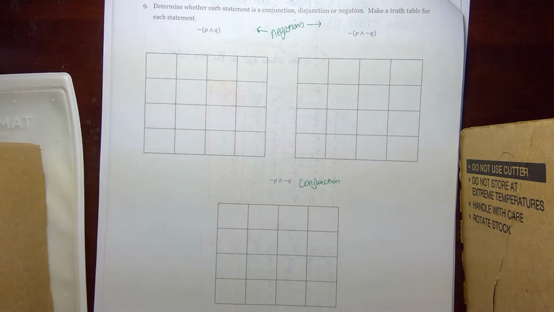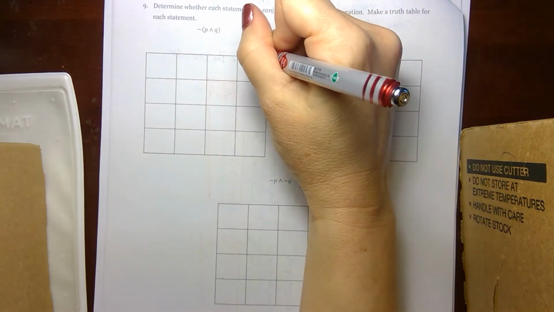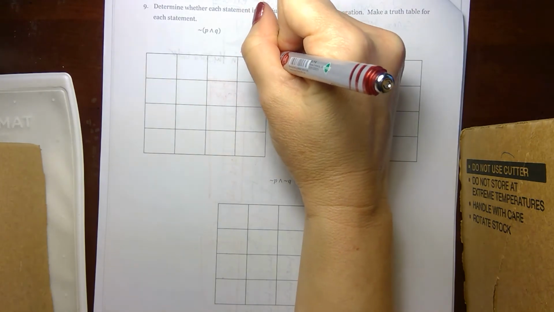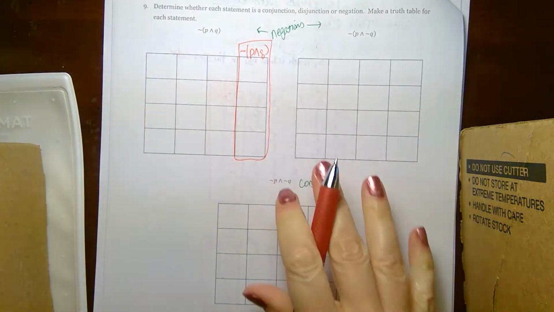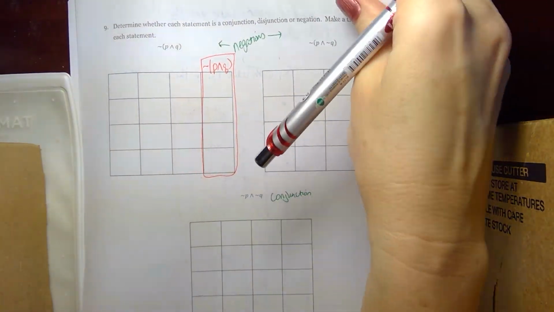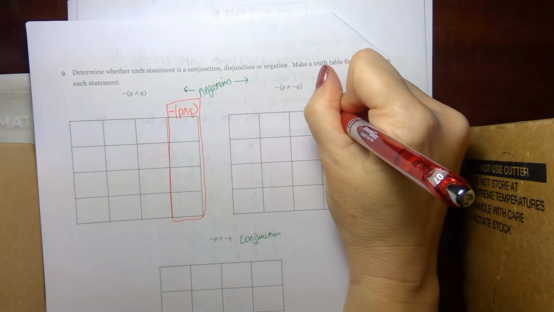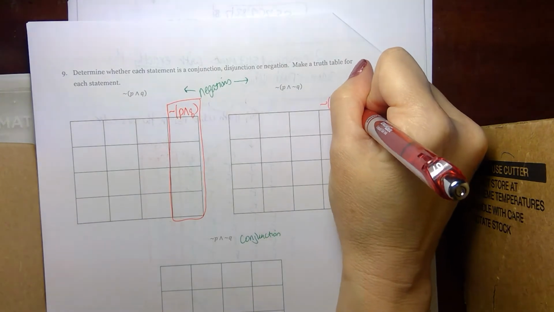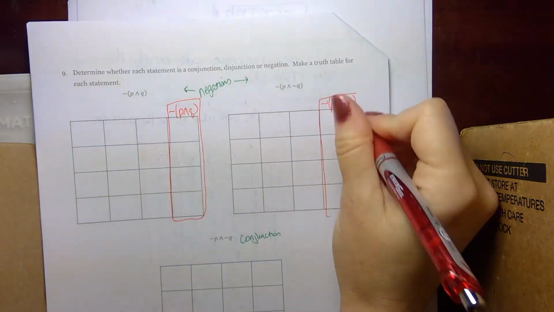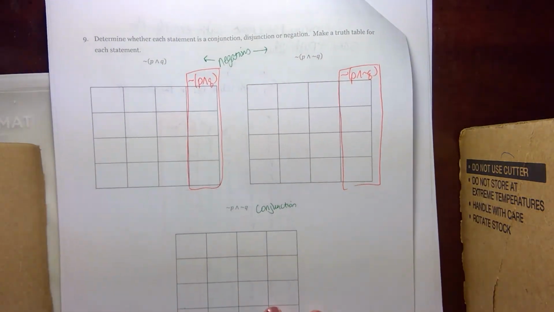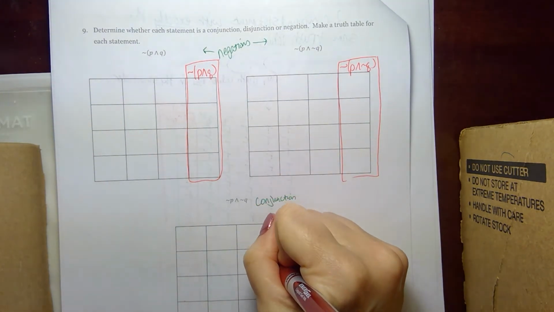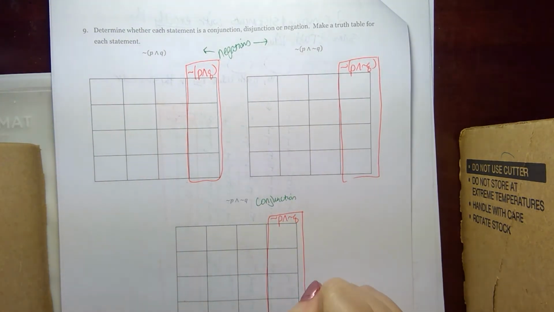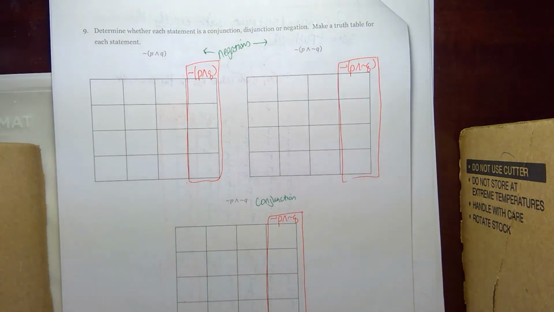We need to set up what our truth tables are going to look like. I know for this first one, I have not P and Q. That's the goal that I'm after. For this one, the goal is not P and not Q. And for this one, my goal is not P and not Q. So how am I going to get there?